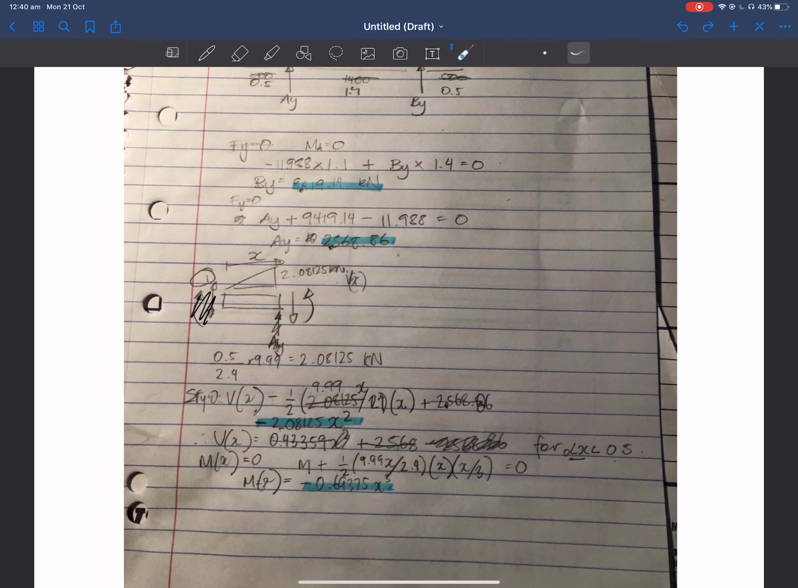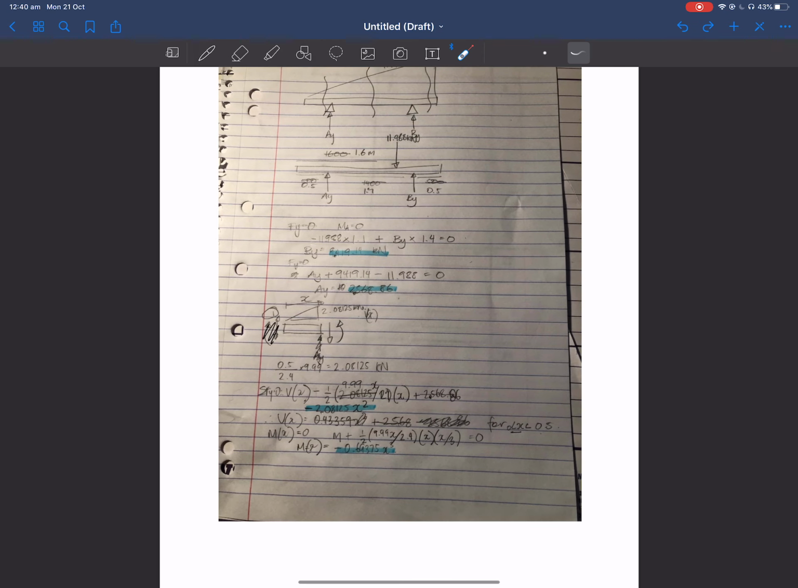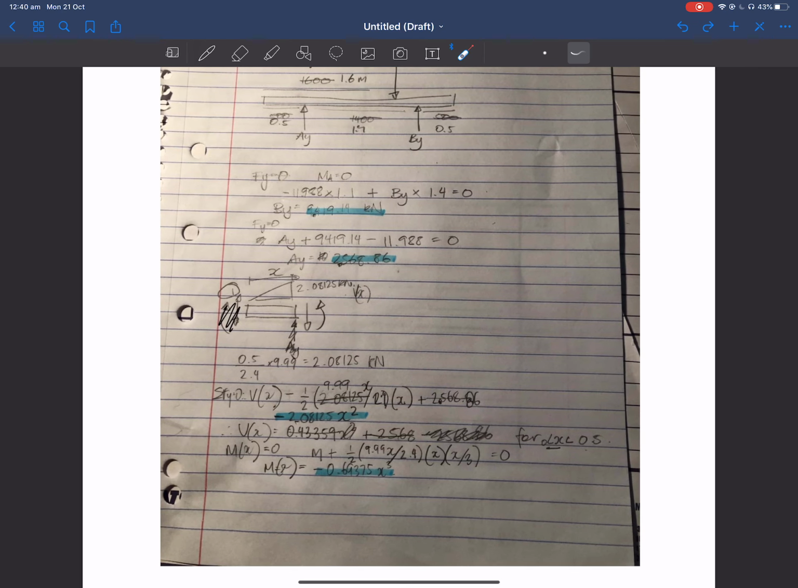Okay, moving on to this first part. In order to calculate the equation for the shear force diagram, I made X go from this way, and as you can see, Bx is going down. So this is a bit confusing down here, so I'll quickly rewrite it.